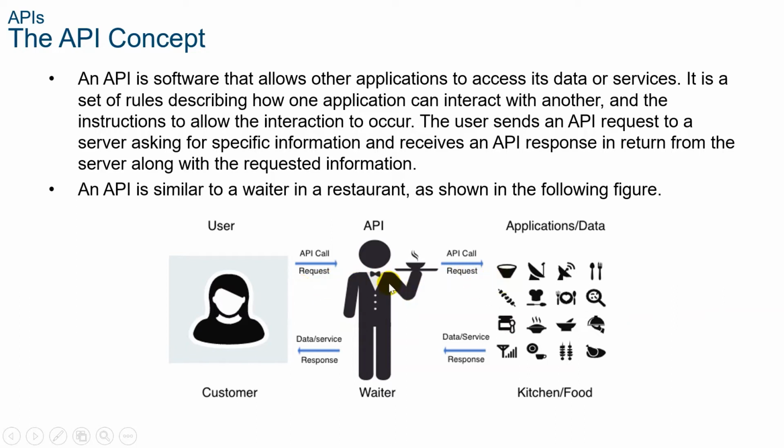So it's sort of the mediator between the user and the application. In this example, between the customer and the kitchen or food chef. Next, when the food is ready, the waiter will then deliver the food. That is now the response back to the customer.